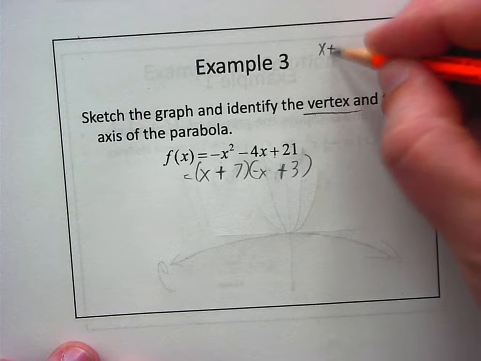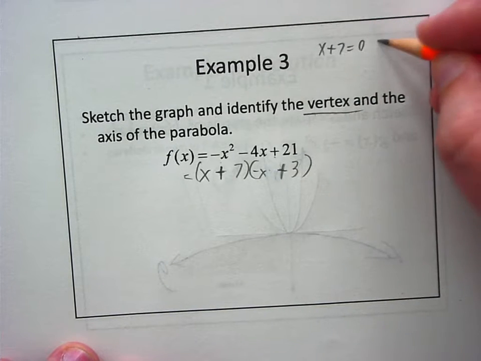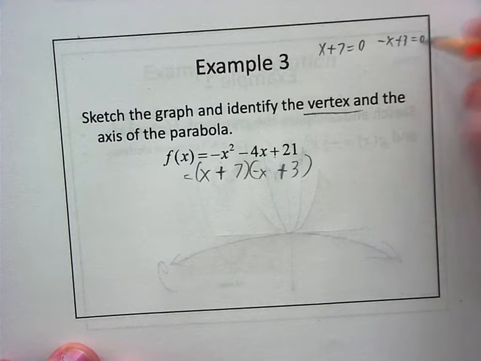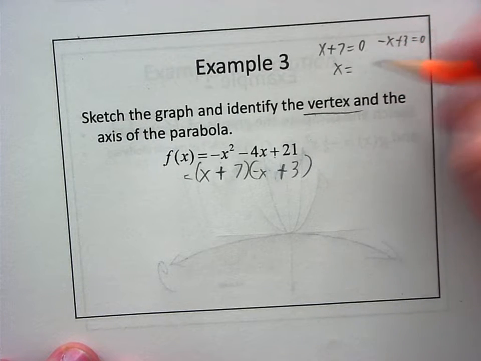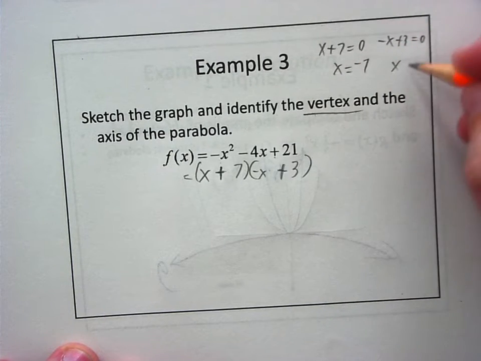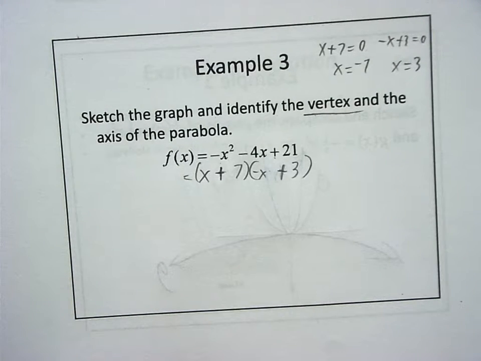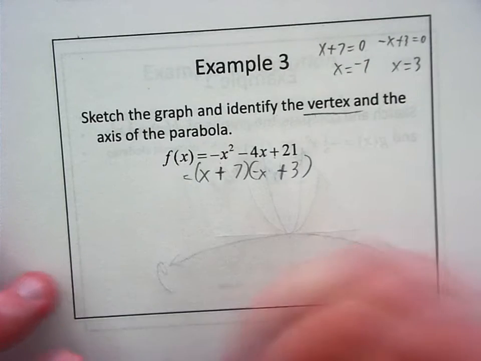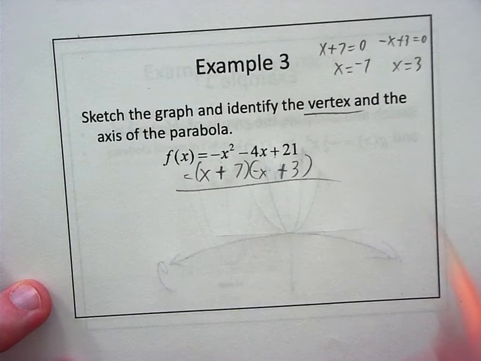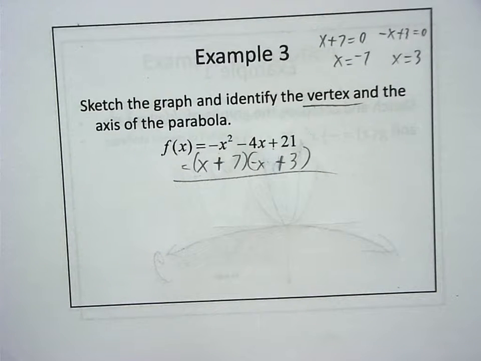0. So I'm going to take x plus 7 is equal to 0, and negative x plus 3 is equal to 0. So that gives me x is equal to negative 7 and 3. So those are the two x-intercepts. I don't quite have the vertex yet, but that's something. For the vertex, we're going to have to do another type of manipulation. Okay, so I'm going to stop that one there, then go back to what we started with.